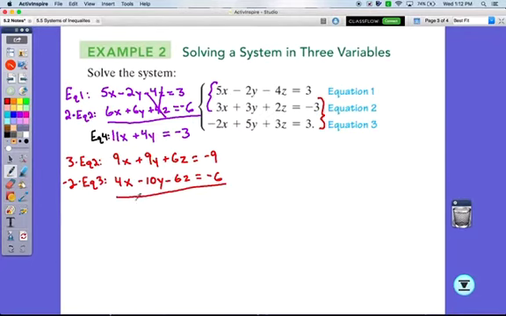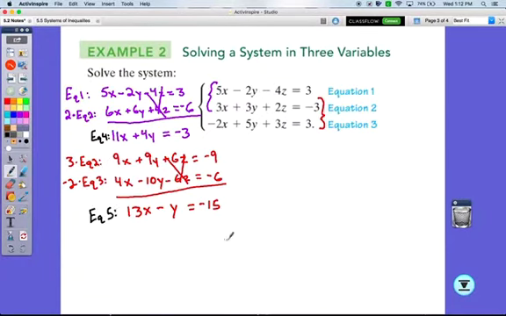I put those together. This gives me 13x minus 1y. The z's go away. That gives me negative 15. And I'll call that equation 5.